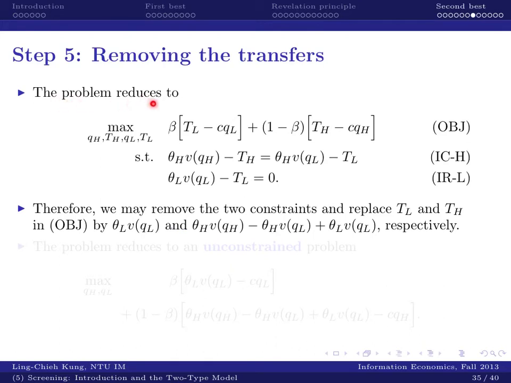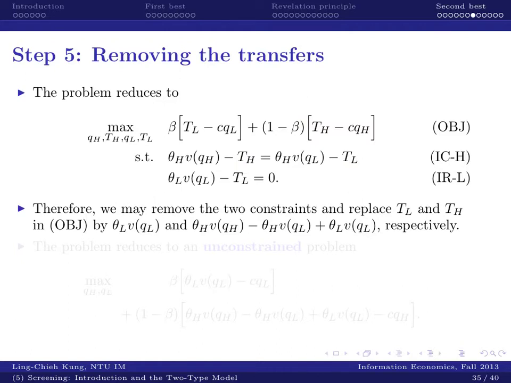The problem further reduces to this. Okay, we have two equality constraints for our four variables. Now we can remove these two constraints and replace TL and TH by what they should be. TL is nothing but theta L times VQL. And knowing that TH is nothing but this term, you take TH to the right hand side, take them to the left hand side, replace TL again, you get TH to be something like this.